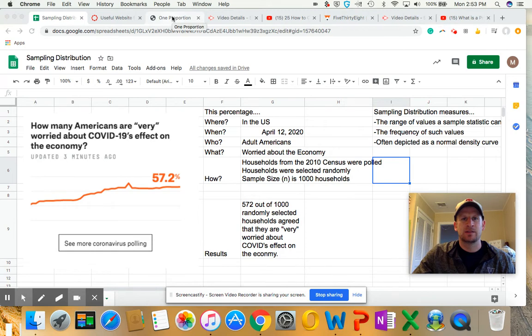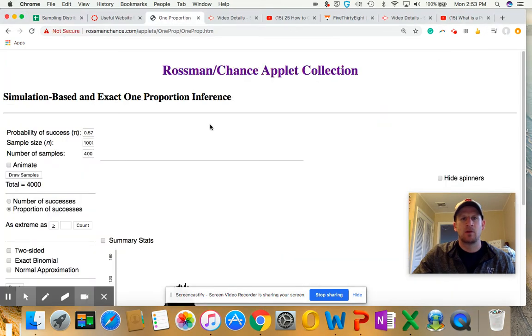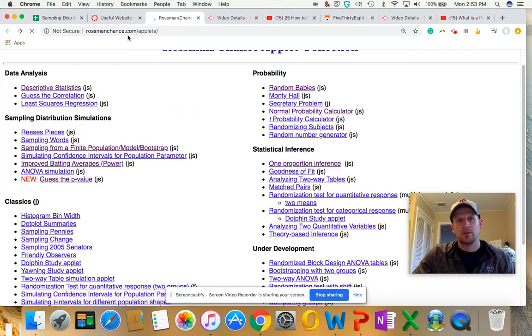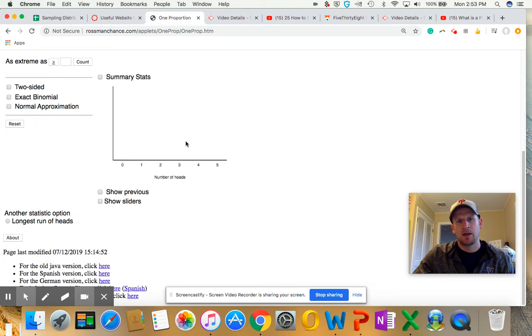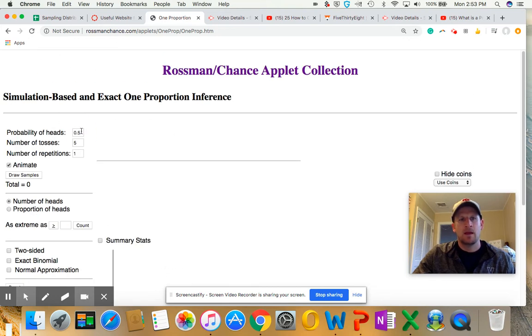So the first thing let's do is go back to our website of the Rossman Chance applet collection. And just to show you again how to get to this website, you go to rossmanchance.com/applet, and then you click on this link right here, the one proportion inference. When I click on that, you'll have a couple options. Instead of using the heads and tails simulation, we're going to use whether you agree with the statement or not. So I'm going to change this 0.5 to 0.572.